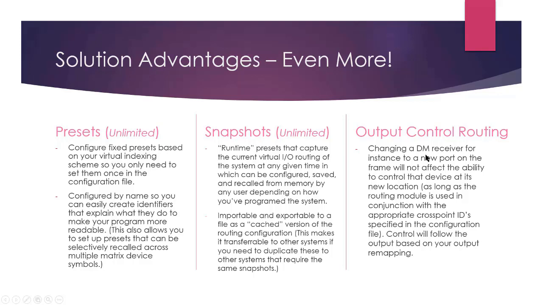So for instance, on a DM receiver where you've got DM endpoints off a DM switch, if you change the output of where that receiver is on the actual switch, then obviously you can't control it at the same point from the program's perspective. So my module also will help you manage cross-point IDs based on the output remapping that can help you connect to the proper DM receiver off that frame, or even if you're doing something with NBX.